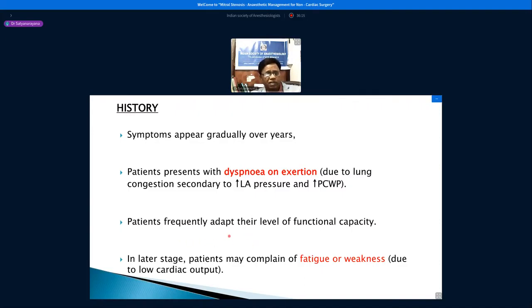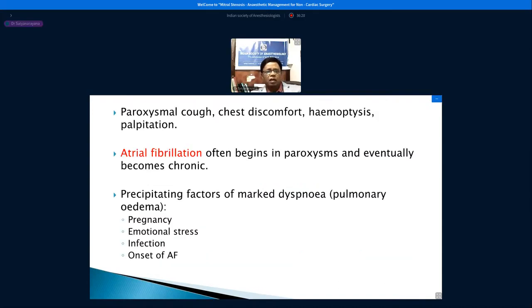Patients frequently adapt the level of functional capacity. Initially, they deny physical inactivity in the initial stages, but in later stages, the patient may complain of fatigue and weakness due to low cardiac output. And sometimes the patient can present with paroxysmal cough, chest discomfort, hemoptysis, palpitation. Hemoptysis is one word. Sometimes with a huge hemoptysis, the patient may collapse. It is because of bronchial arterial rupture, huge blood loss, and the possibility of collapse.